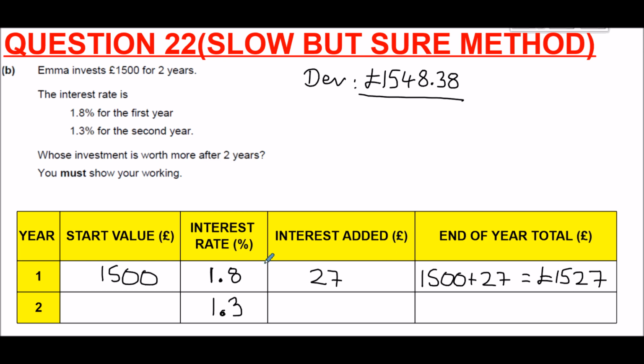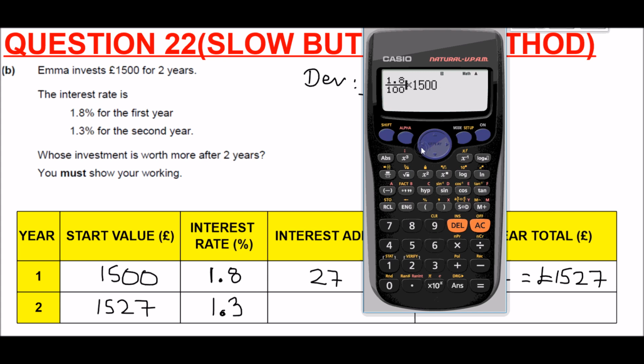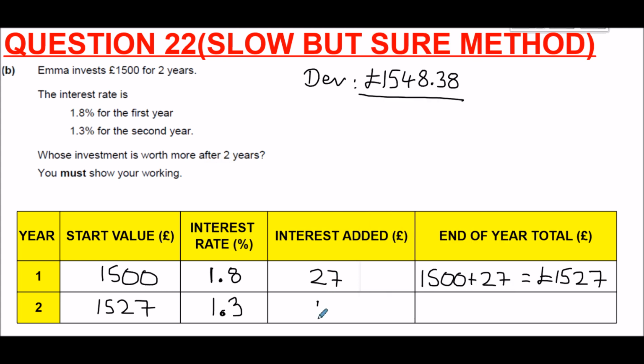This end of year total for year 1 is what she'd start off with in year 2. So year 2 she starts with £1,527, but now she gets 1.3% interest on this value. And so now the interest rate she's going to get is going to be 1.3%, and it's no longer £1,500 because she has an extra £27 in her account. So 1.3% of 1,527 comes to a total, to the nearest penny, of £19.85.